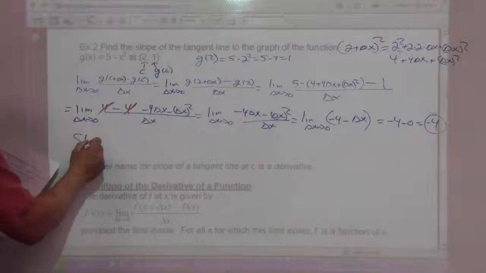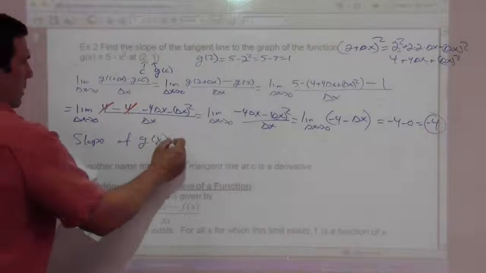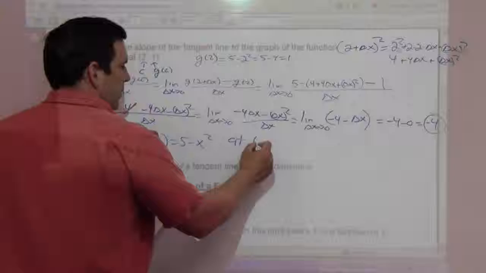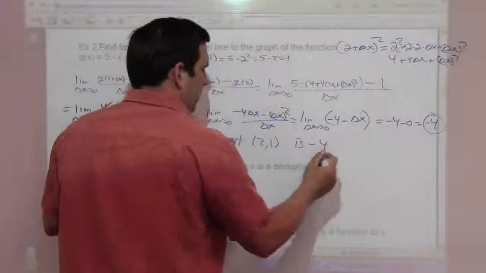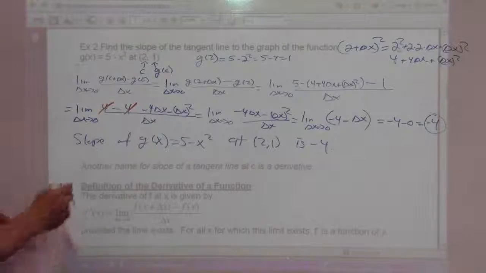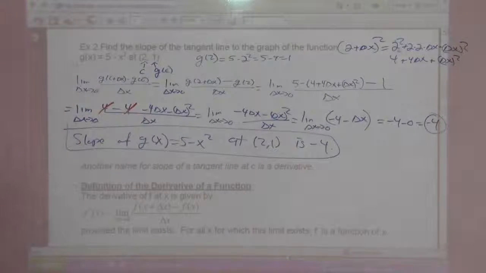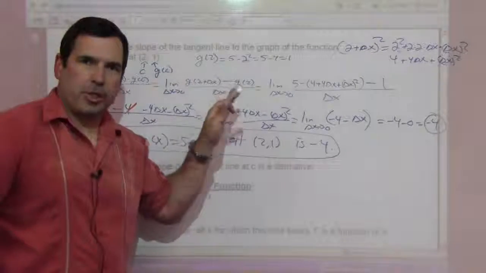So the slope of g of x equals 5 minus x squared at 2, 1 is negative 4. Now the thing about this, being a quadratic, if you go to another point, the slope's going to change.